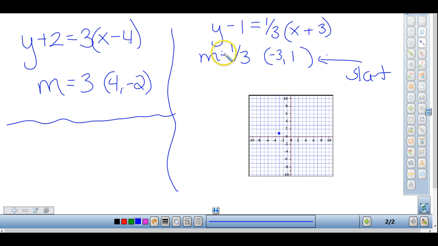Okay, now my slope is 1/3. So remember, 1/3, we go up 1 over 3. So from this starting point, up 1 over 3. Okay, up 1 over 3. Now I can connect my points and I've got my line.